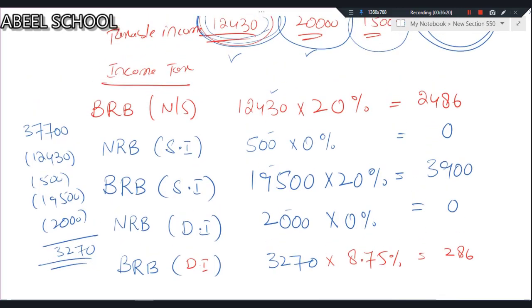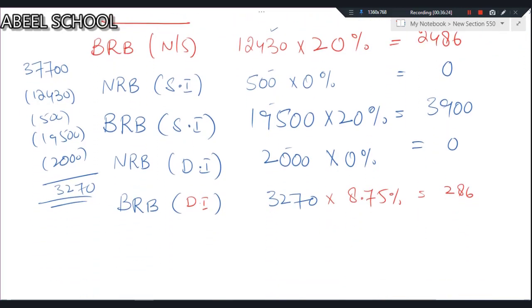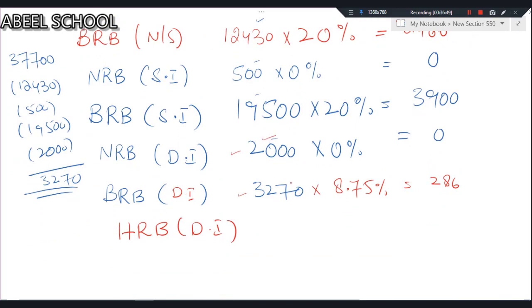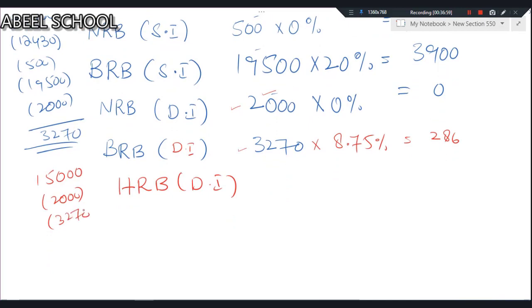So the dividend income is 15,000. Out of that, 2,000 we have taxed in the nil rate band, and the remaining 3,270 in the basic rate band. Whatever amount of dividend income is left, on which we did not apply tax yet, the entire amount falls in the higher rate band. So 15,000 minus 2,000 minus 3,270, we are getting 9,730.